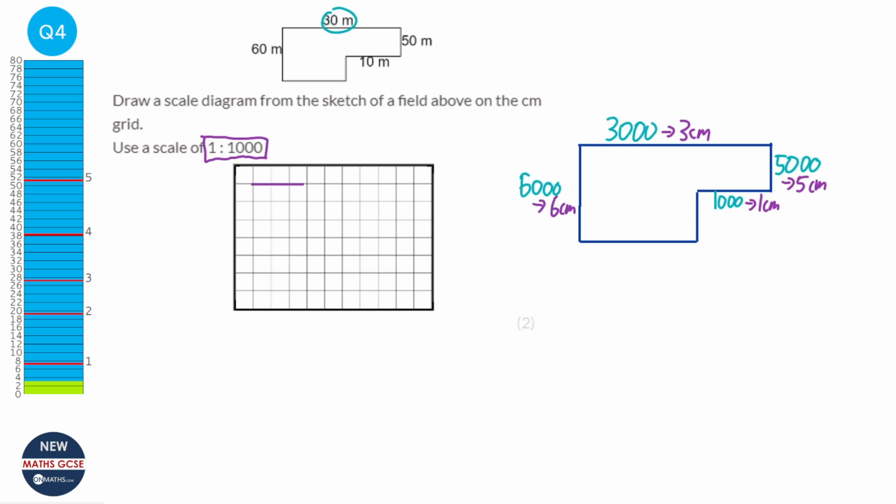So I'll do 3 centimetres. This is going to be 5, and so it's 1, 2, 3, 4, 5. Got 1 across here. And I'm going to do the left hand one, so 6 down. 1, 2, 3, 4, 5, 6, and then just join them up as it shows on the diagram.